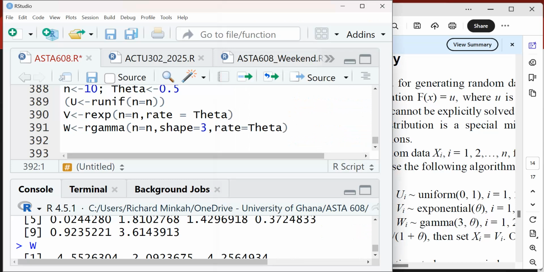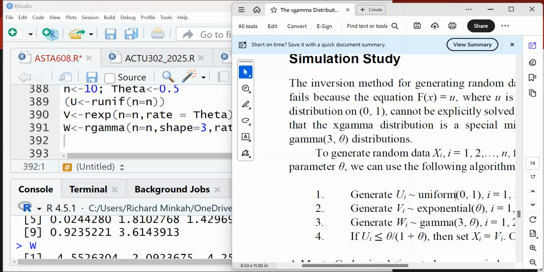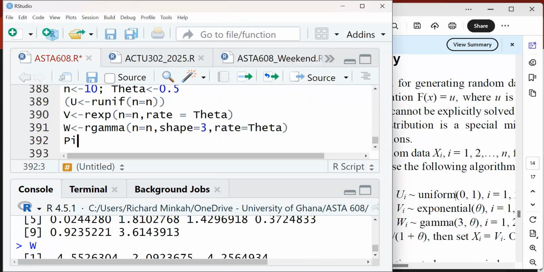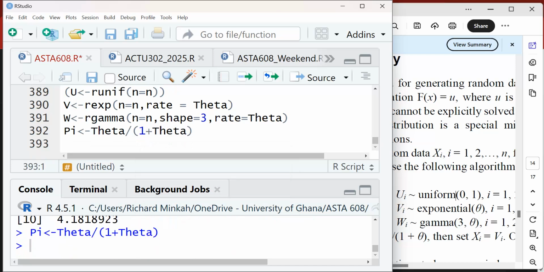So, criteria, right? Or this one, we'll call it pi. It was pi, so let's use pi. You can't use small letter because R knows pi, right? Or pi is a value in R. So pi will be equal to theta divided by what? 1 plus theta. So this value, in this case, is 0.33.